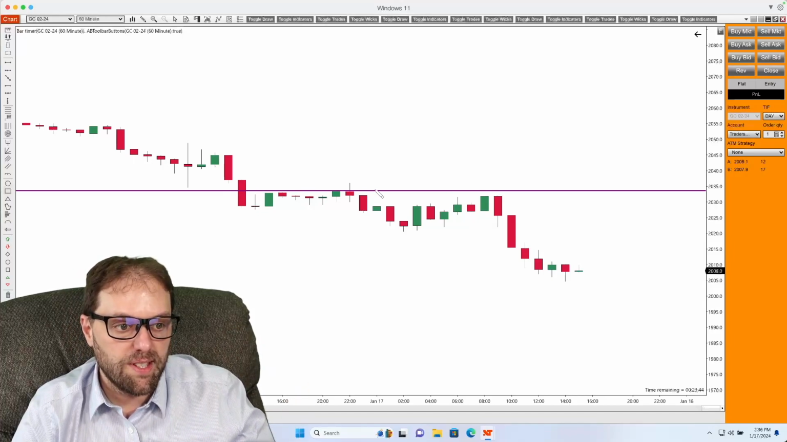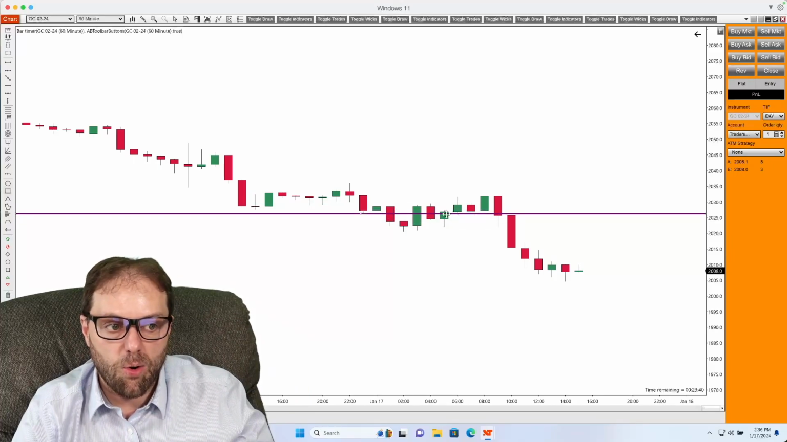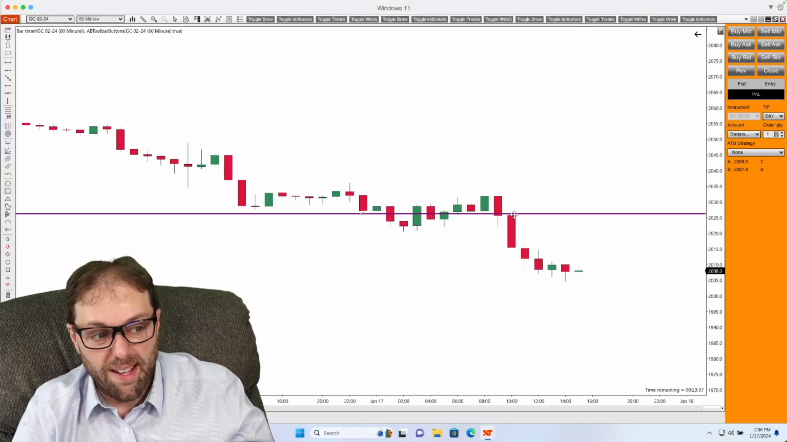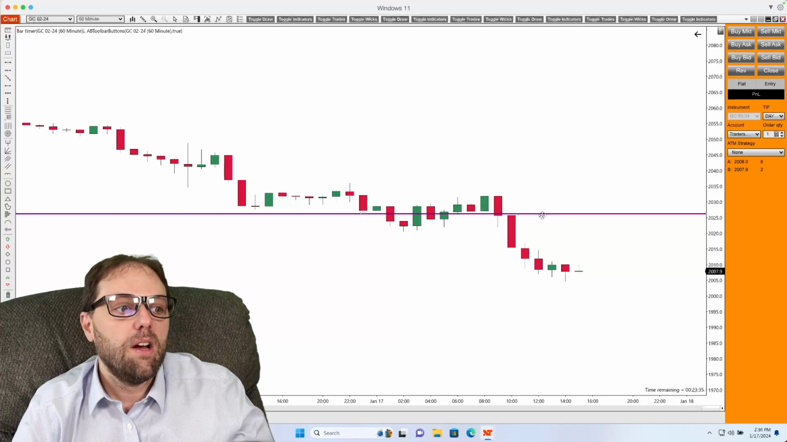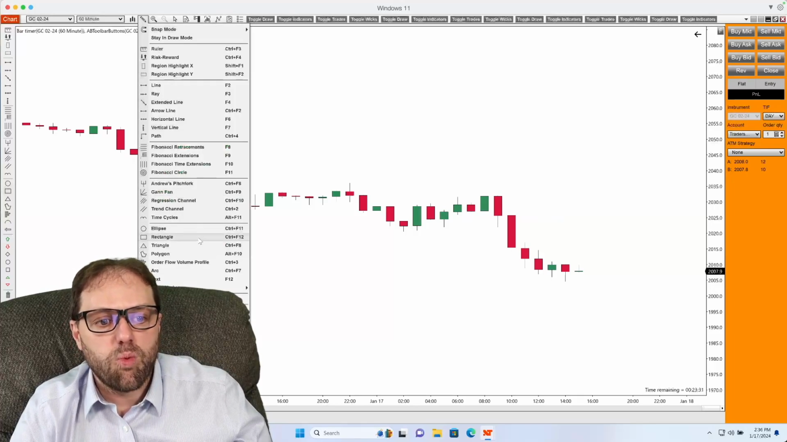Here's an area of resistance. If we drag this down, we can see the market fighting to find areas of support as well as current resistance. Another tool that I like to use is actually called the rectangle tool.